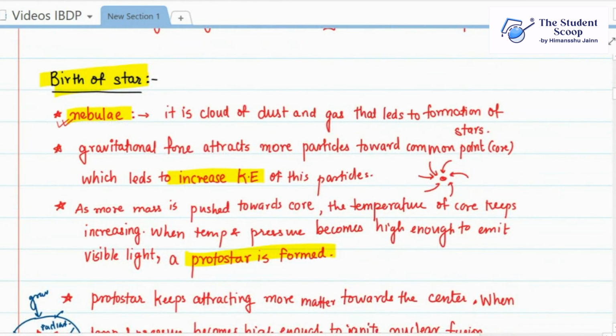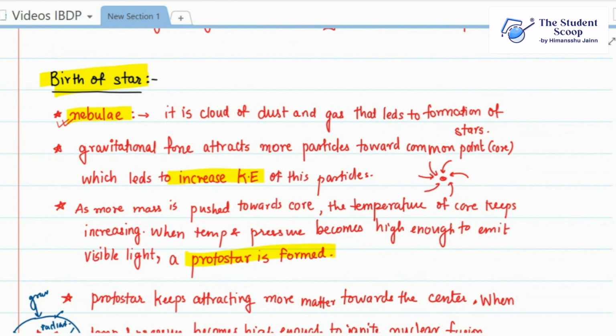Now the nebula is just a cloud of dust and gas which is present. Now 90% of this nebula will be hydrogen gas. Then some part of it will be helium, and then very few percentages of other heavy elements. Now this gas, the nebula, the particles are very spread out and they are moving randomly.